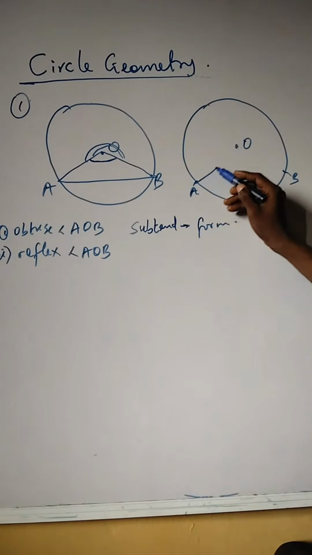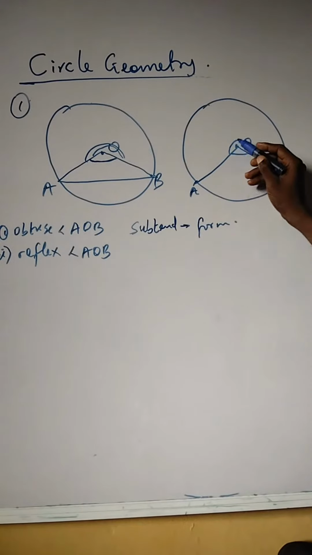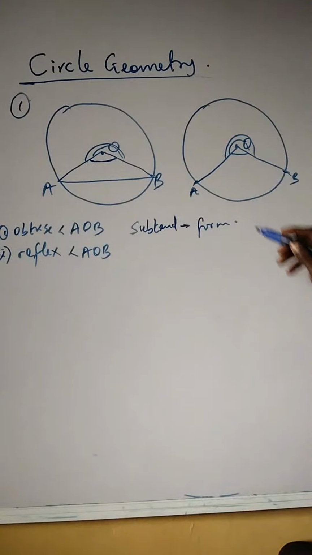Likewise, an arc. We have an arc here. This arc forms this angle here, also the one inside and the one outside. So that is the first thing that we should understand here.